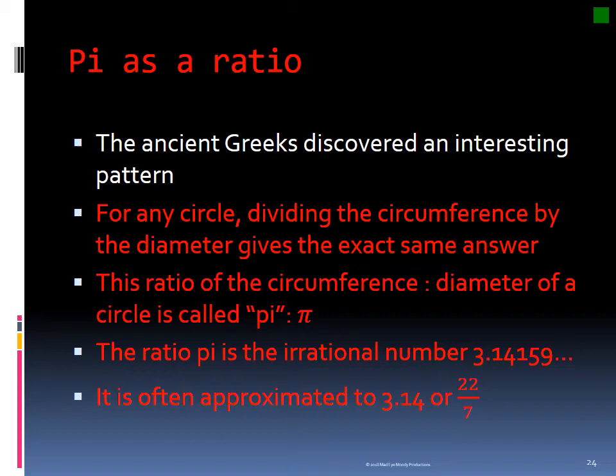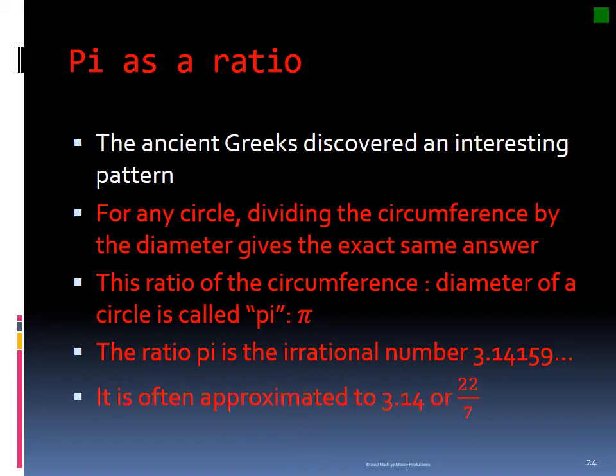There's a special kind of ratio we call pi, and the ancient Greeks discovered this pattern. They figured out, after lots of trial and error, that for any circle in the whole universe, anywhere, no matter what, dividing the circumference by the diameter will give the exact same quotient. You should have defined circumference and diameter. The circumference is the measure around a circle, or the perimeter, and the diameter is the measure across the center of a circle, from one side to the other through the center.